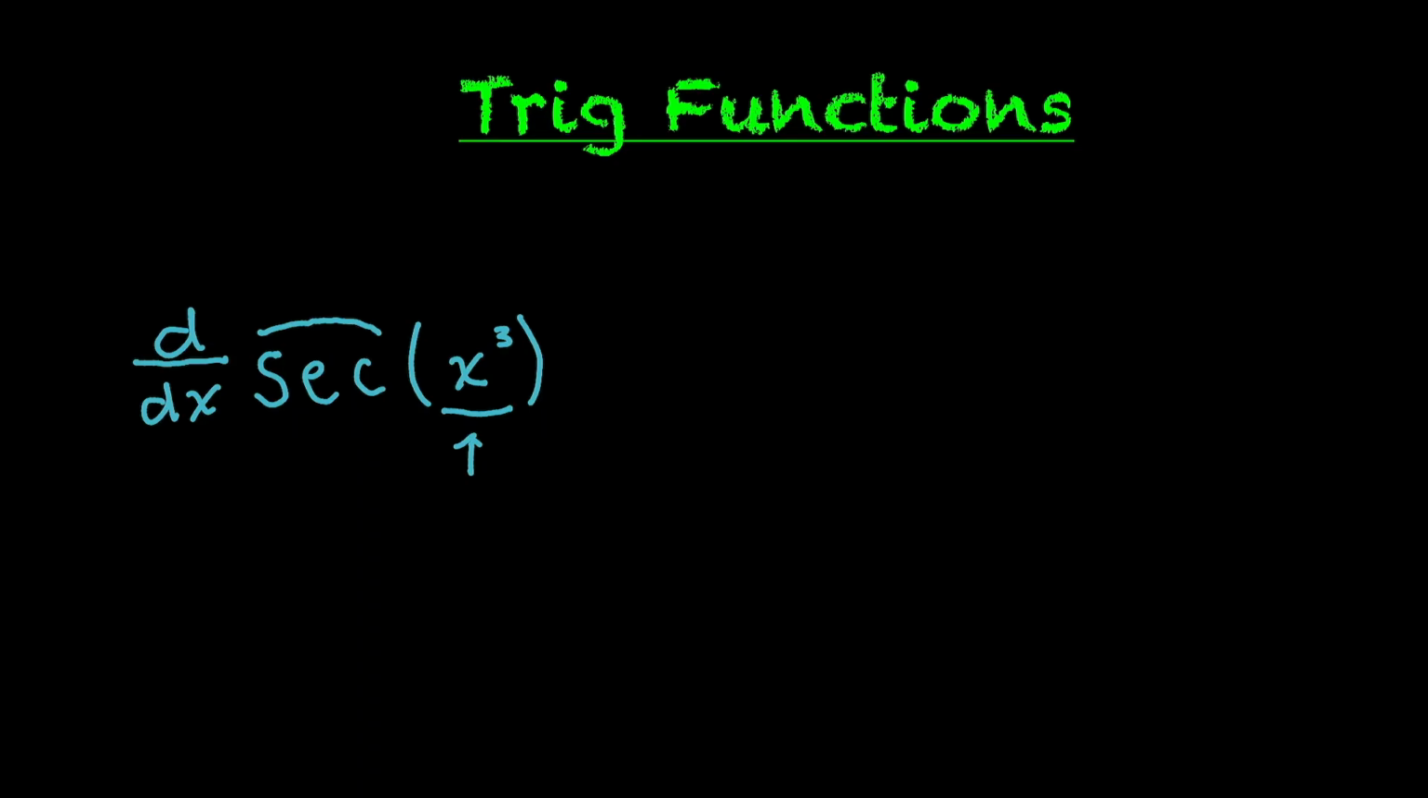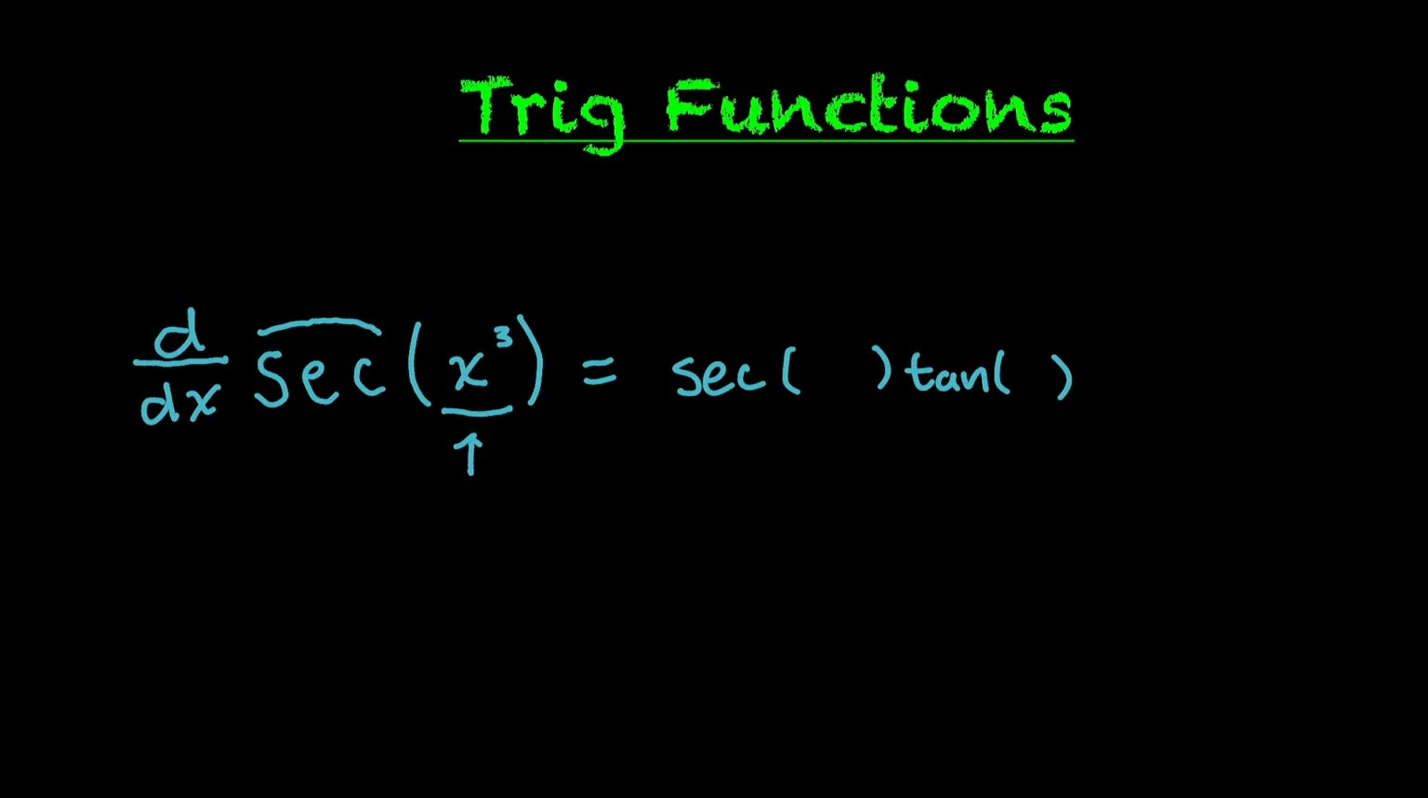So here I want to start off with my outer function, secant, and I want to start with the derivative of secant. Well, in general, the derivative of secant is secant tangent. Okay, so I just start off with secant tangent, and if you look at that, that doesn't make any sense. Secant, tangent both need something inside of it.